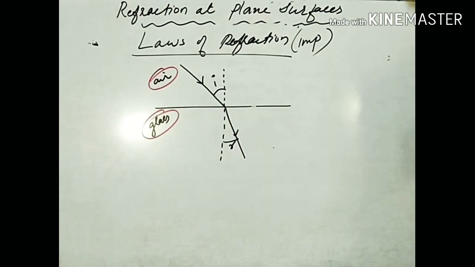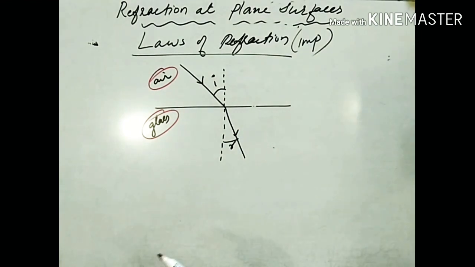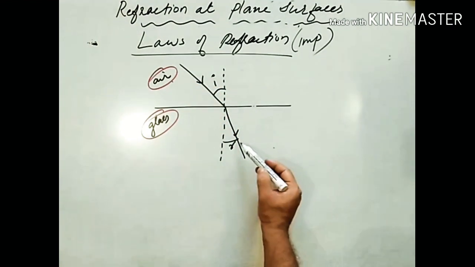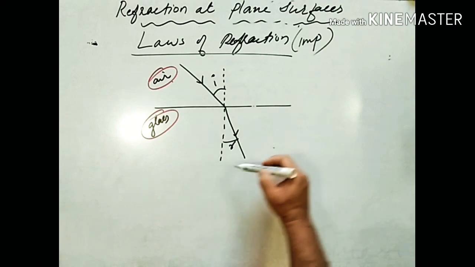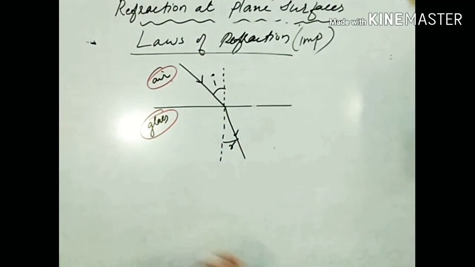Next is an important topic, that is laws of refraction of light. The refraction of light obeys two laws of refraction, which were given by a Dutch scientist called Willebrord Snell. This is also known as Snell's law of refraction. We know that a ray of light traveling from a rarer to a denser medium bends towards the normal. When a ray of light travels from a denser medium to a rarer medium, it bends away from the normal.